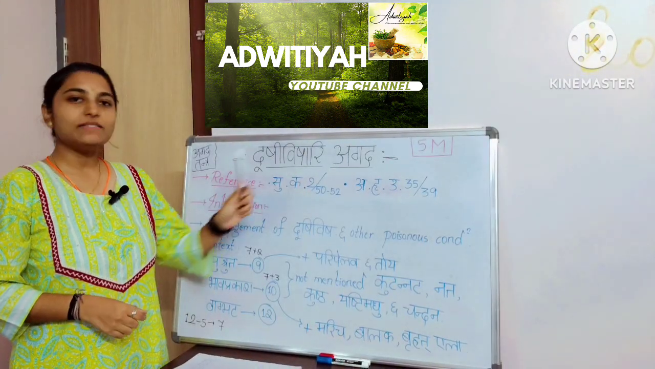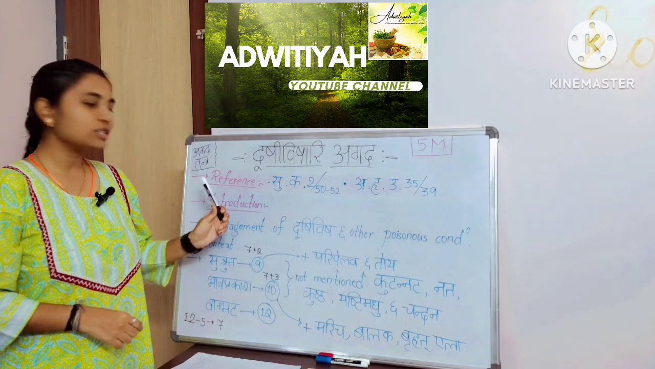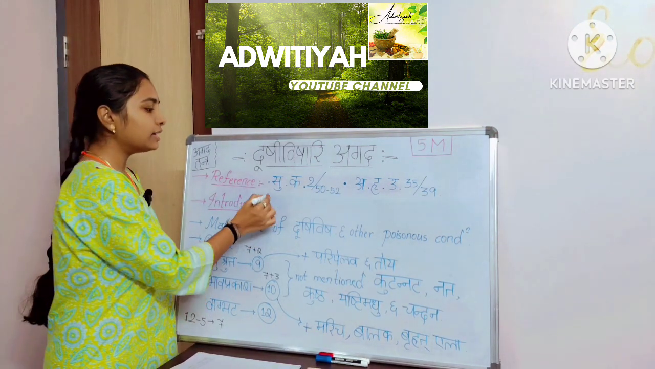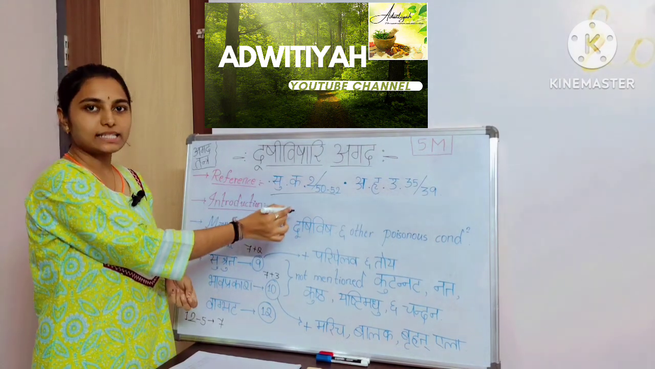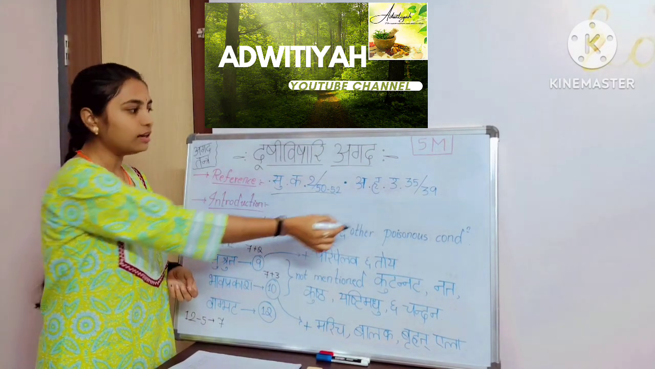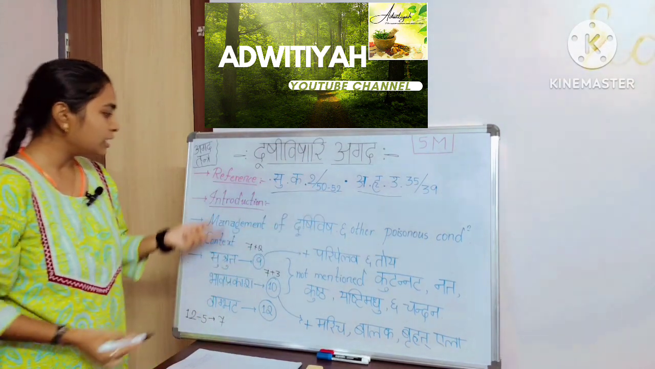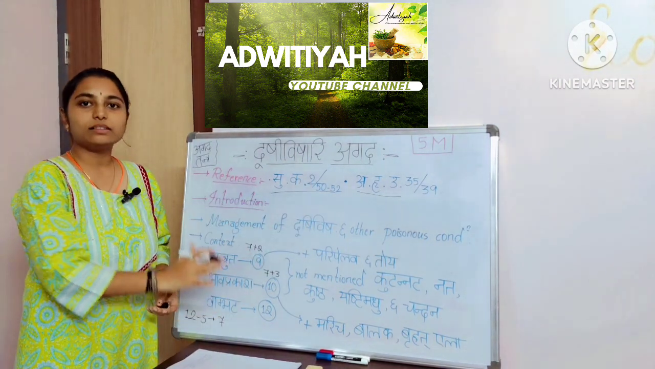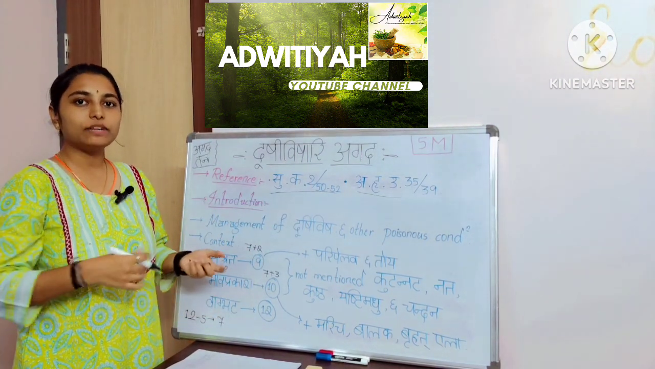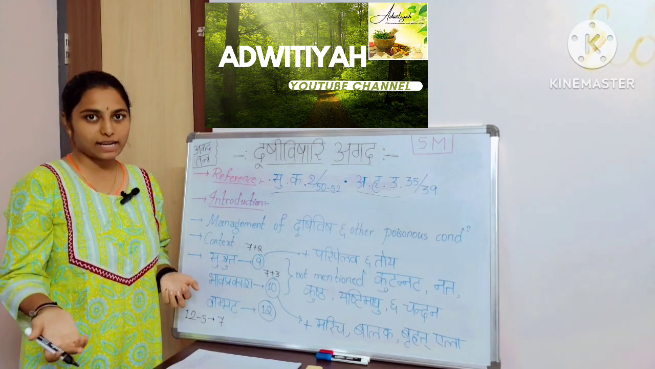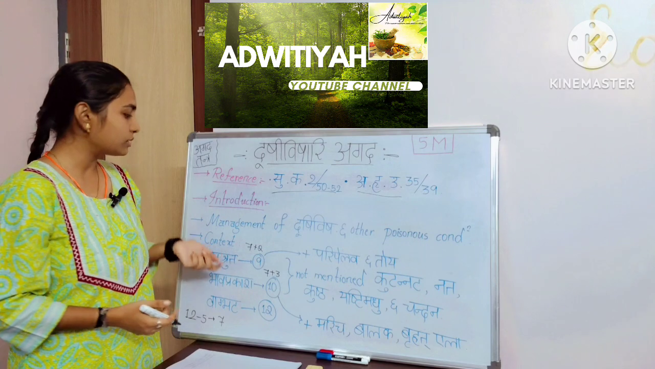Let's begin with the Dushivishari agada. As I have said previously, we should start with the reference of the shloka. There are chiefly 2 references mentioned here, that is from Sushruta Kalpasthana 2nd chapter 50 to 52nd shloka and Ashtanga Hridaya Uttara Tantra 35th chapter 39th shloka. Introduction. Here I will be giving the key points to be covered, but if you want the detailed notes and explanations, you have to follow the Advitya Instagram page for detailed notes.